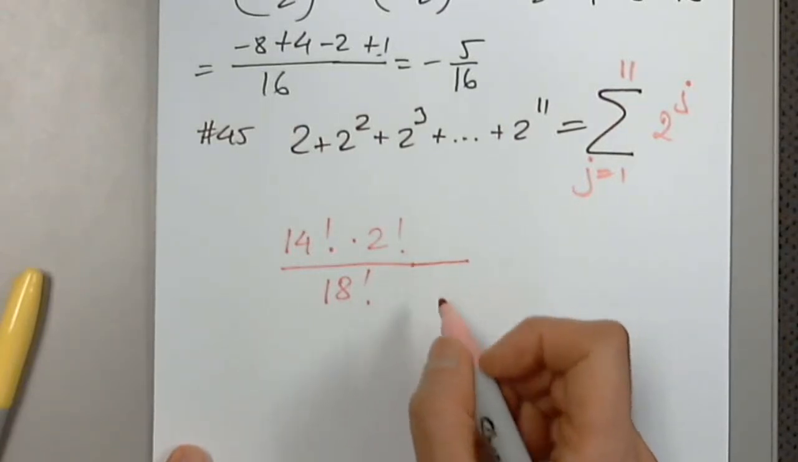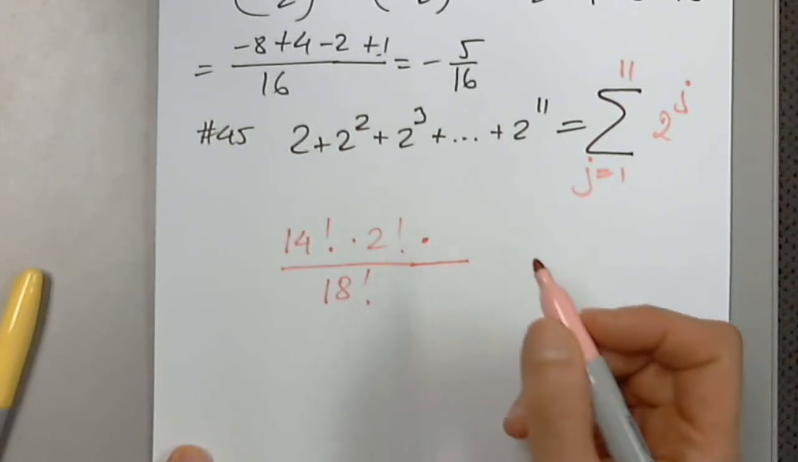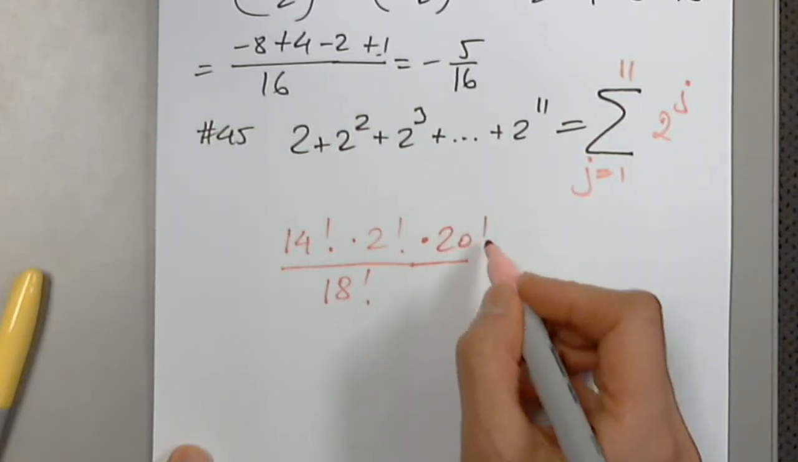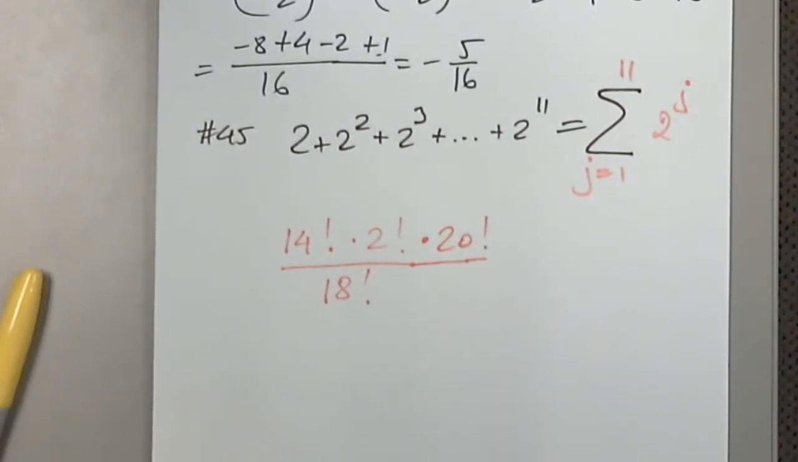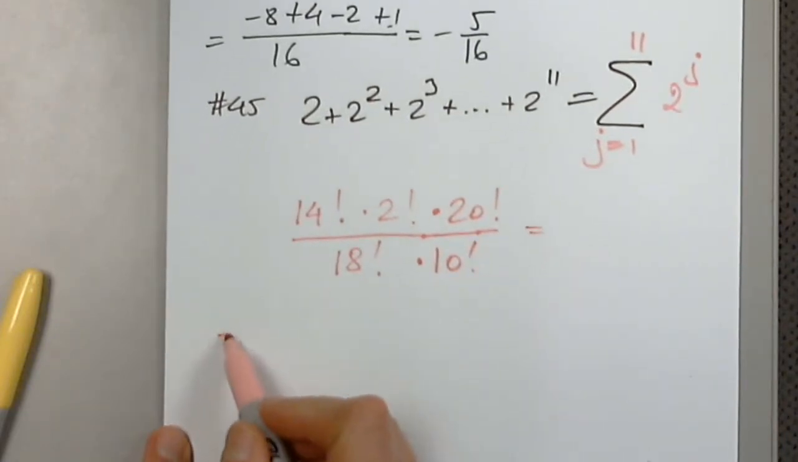Okay. I'm going to multiply also by 20 factorial. Okay. So 14 factorial times 2 factorial times 20 factorial over 10 factorial. If I read it again, I'm going to add some. Okay, that's it. Promise. Okay, so I'm asked to simplify this.